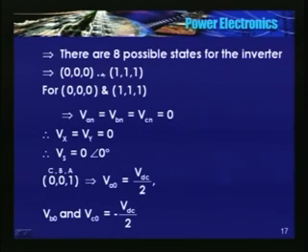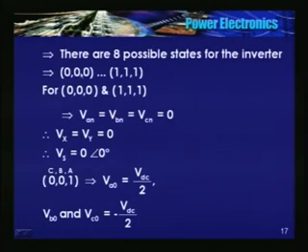I had told you this. We have 3 switches in the upper 3 arms. They could be either on or off, so there are 8 possible states of the inverter. What are the 8 possible states?